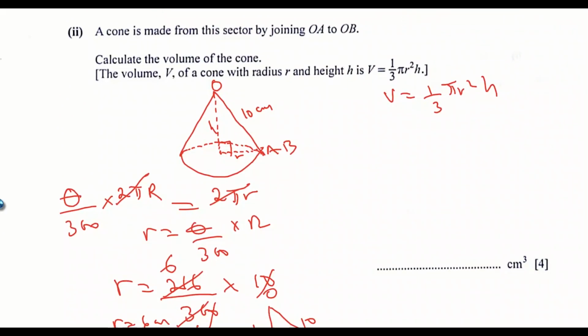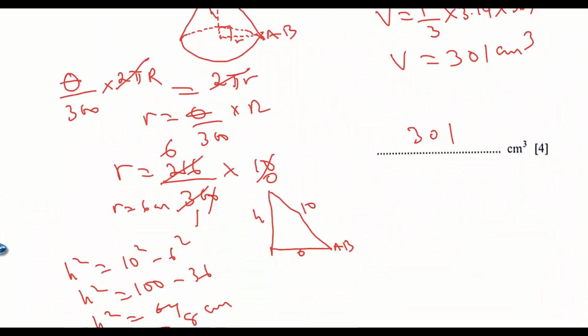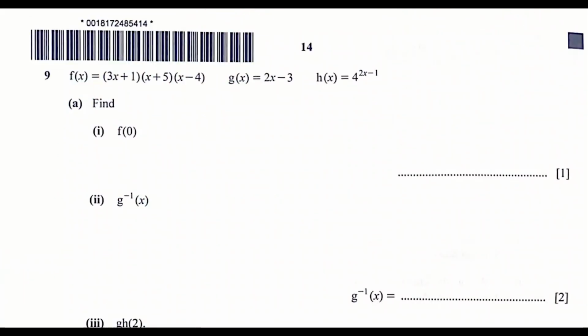So we can now key in the values here. So the volume of the cone is now 1 over 3 times pi, 3.14, times radius squared. That will be 6 squared, that is 36, times the height. The height is 8. So if you do this, we are going to get 301 centimeter cube. So the volume equals approximately 301 centimeter cube. So that is the volume of the cone. So let's go to the next question. So that will be question 9.